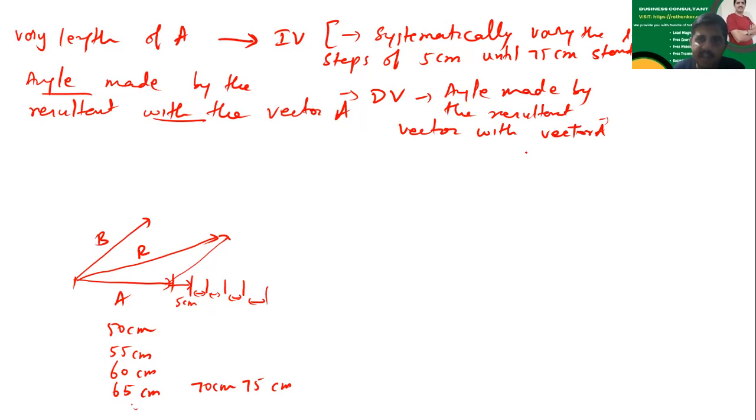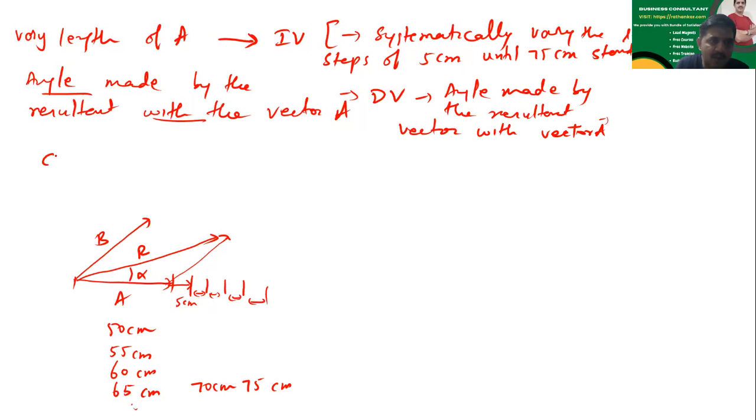Now you can always ask me, why can't I vary this also systematically? Why is this statement absent here? You cannot use it, because you cannot vary this angle at your will. This angle will vary because you are pulling this length here. So therefore, you cannot say anything here. You have to stop here.